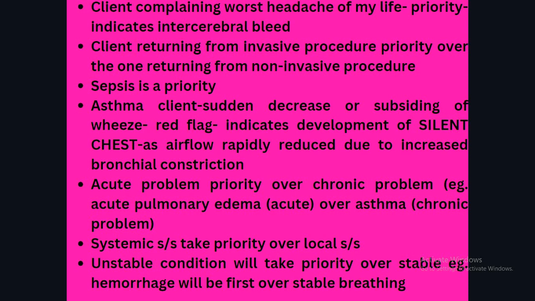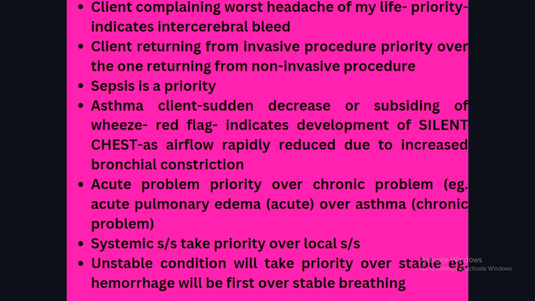Clients complaining of the worst headache of their life become a priority, as this may indicate an intracerebral bleed or stroke, right? Brain stroke. A client returning from an invasive procedure becomes a priority over a client returning from a non-invasive procedure, because invasive means that there is some penetration of a device or something, right? So that becomes a priority.